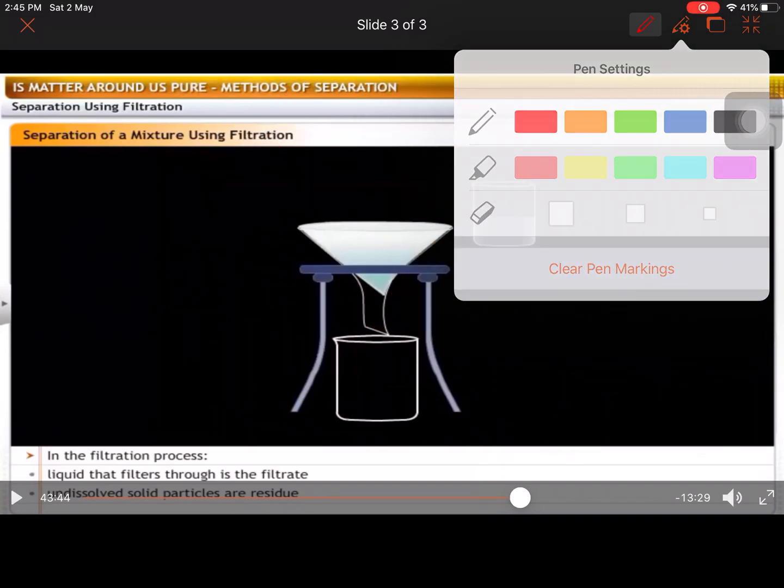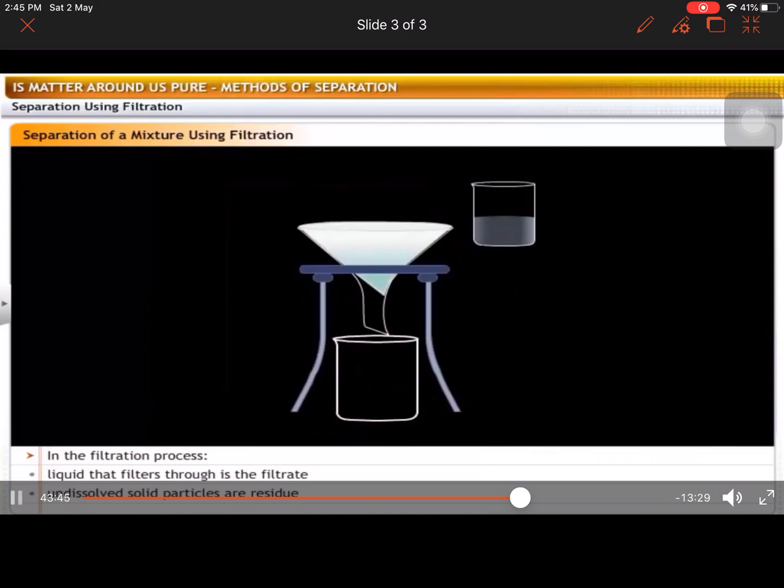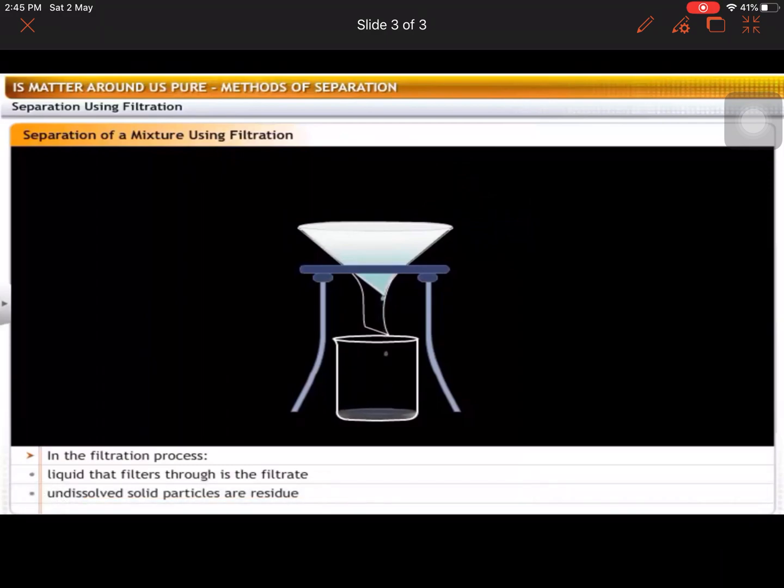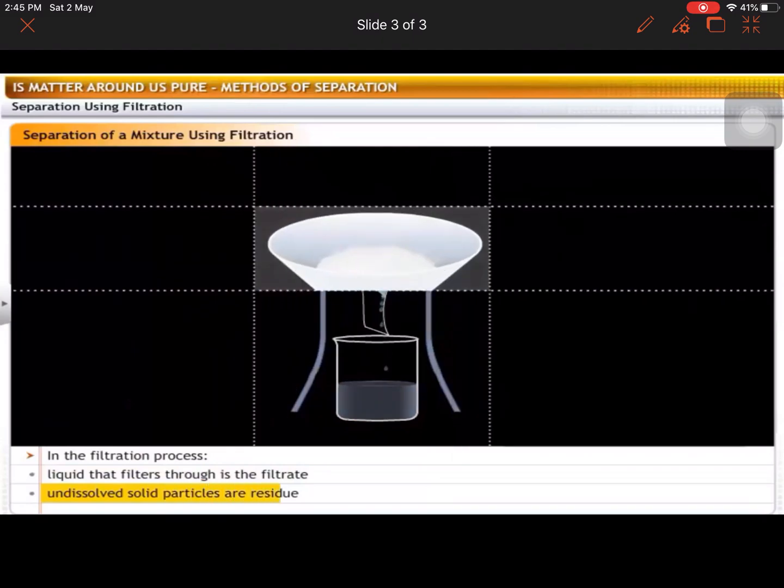Okay, so let's start. As a solution passes through filter paper, any undissolved solid particles will get left behind on the paper, whereas the liquid will filter through. The liquid that passes through is called the filtrate, and the undissolved solid particles are called residue or precipitate.